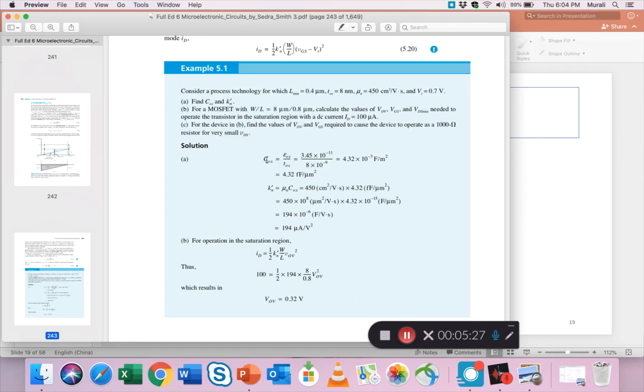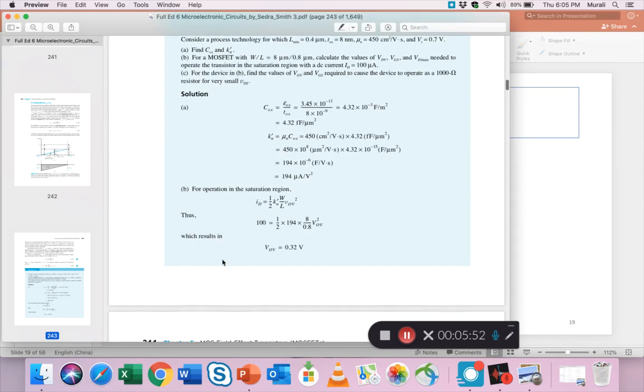Remember, it's not a capacitance, but it's a capacitive density. That means capacitance per unit area, right? So you see how that's calculated. Then you see how this factor, the process parameter Kn prime, which is just electron mobility times Cox, you see how that is calculated. So that was part A.